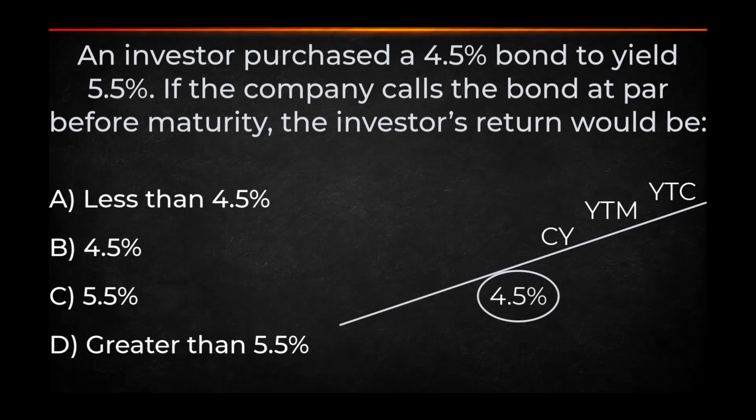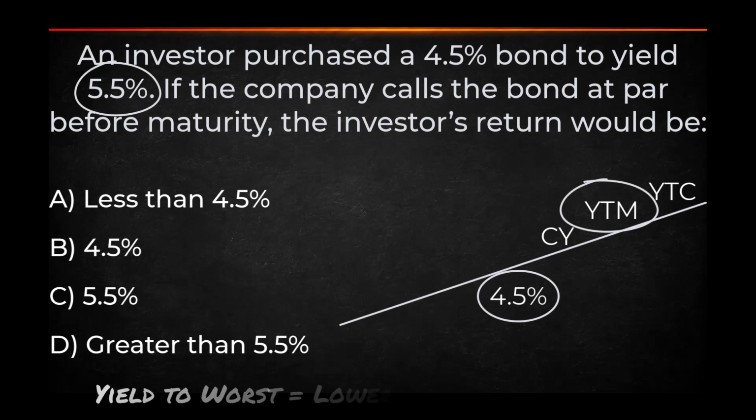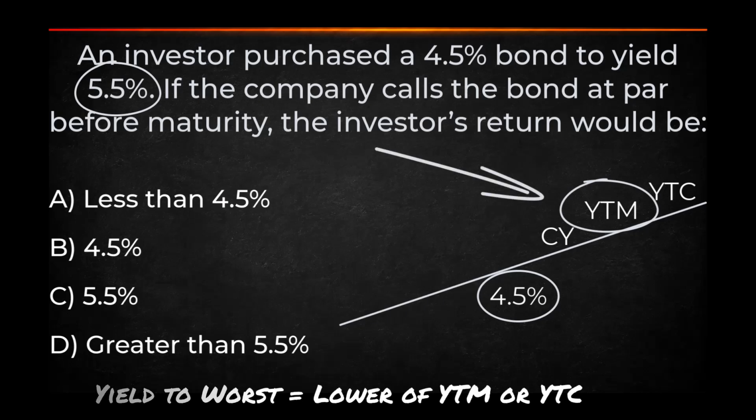Okay, so now what can we interpret from the seesaw? We can interpret that the YTM is lower than the YTC. So now the 5.5 that is given to us in the yield to worst quote, we know that that represents the yield to maturity. Okay, and now we can finally answer the question.